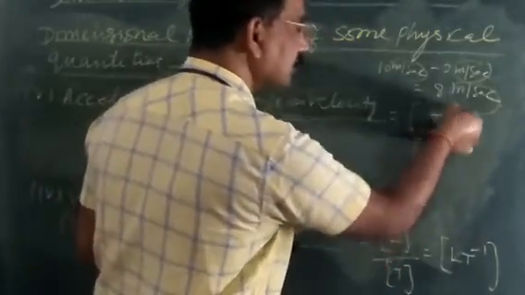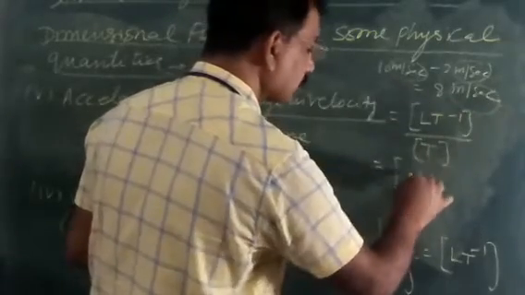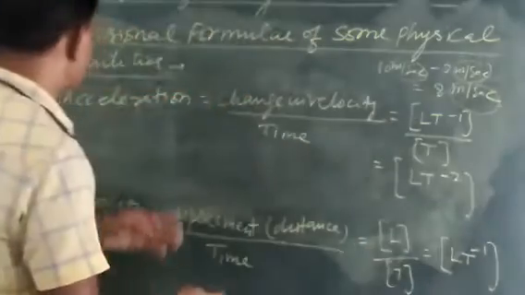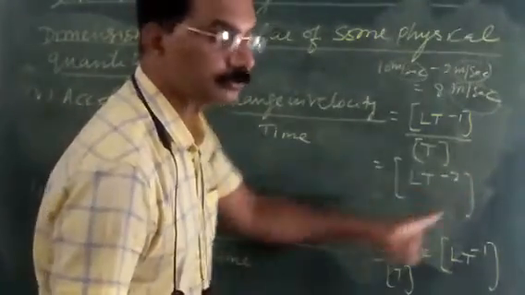And when this T comes in the numerator, then T to the power minus 1 again will come here. You will get L T to the power minus 2. In this way, you can say the dimension of acceleration is L T to the power minus 2.